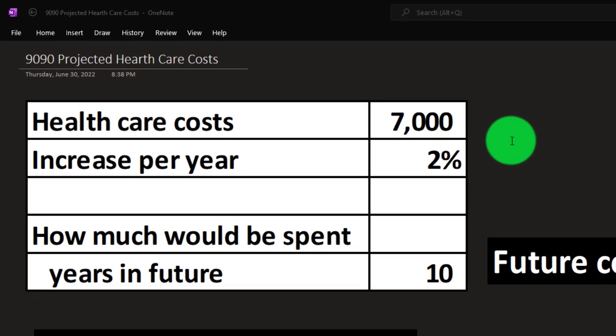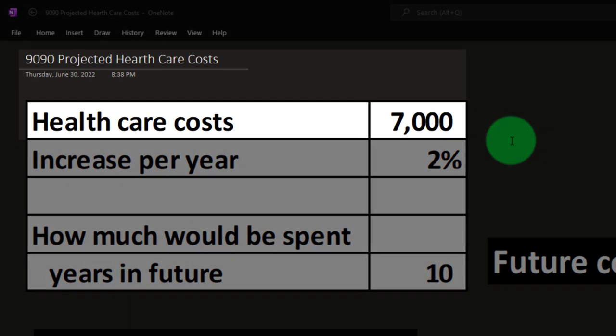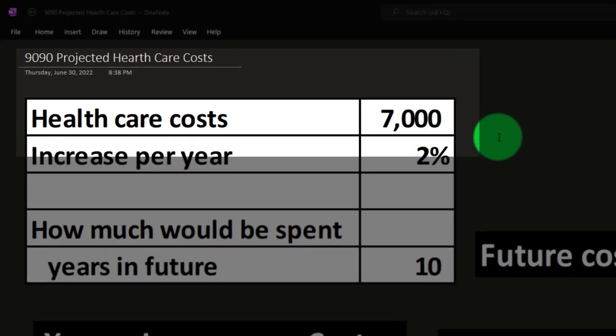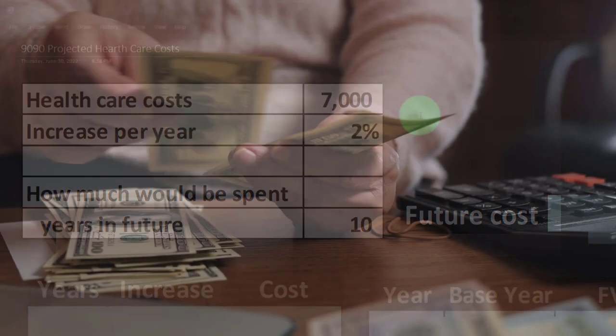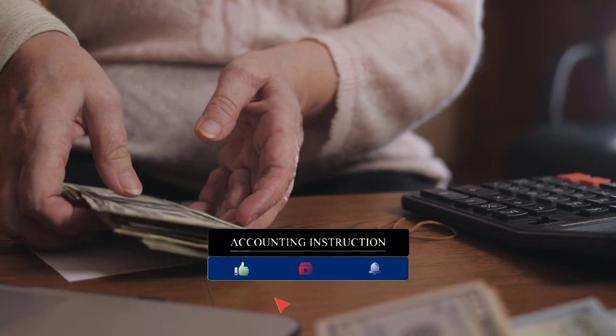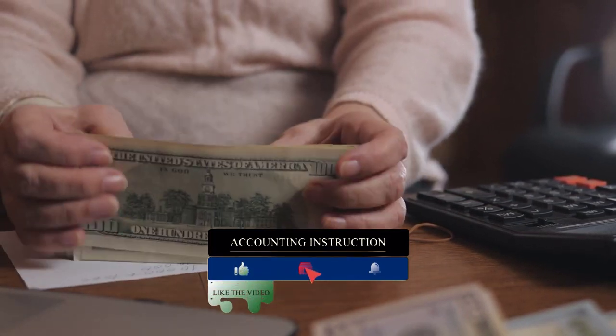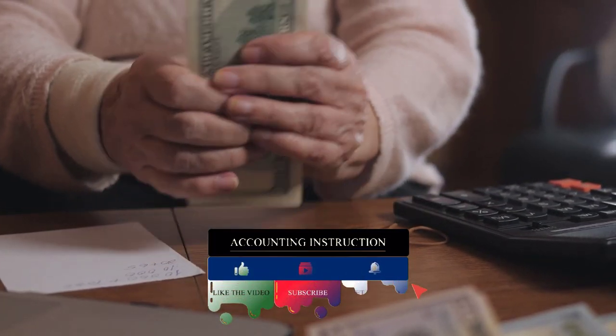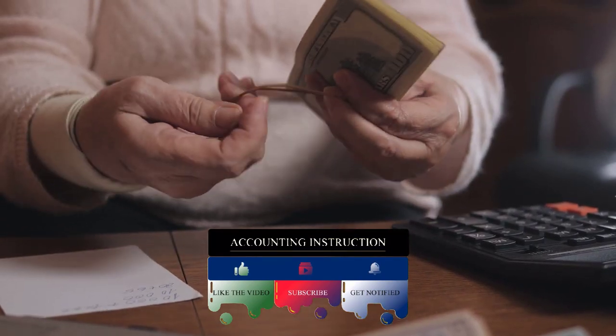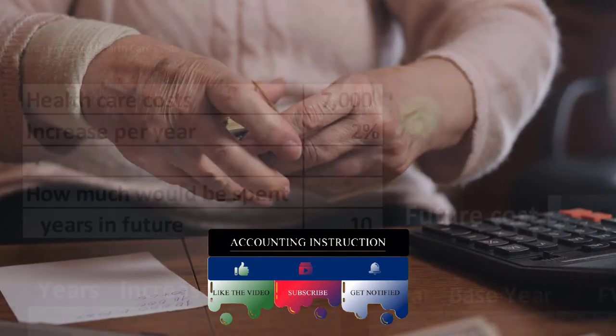Information up top, we are imagining we have current healthcare costs at $7,000 and we want to project what the healthcare costs might be in the future, possibly for budgeting into the future. One way we might think about that is to try to guess or estimate what inflation is and assume that the healthcare costs will go up in relation to inflation.